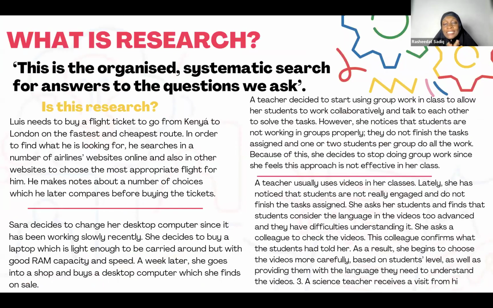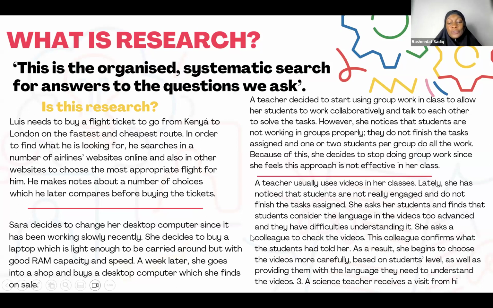All right, so this is a lot of text. I will try to read and I want you to follow because it's actually a task for us to do. So first of all, what exactly is research? Research doesn't have to be so academic. Research is any organized, systematic search for answers to the questions that we ask.